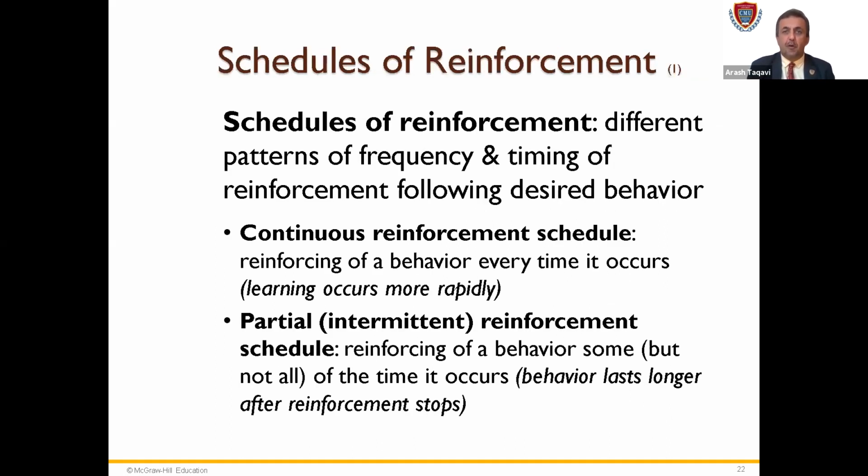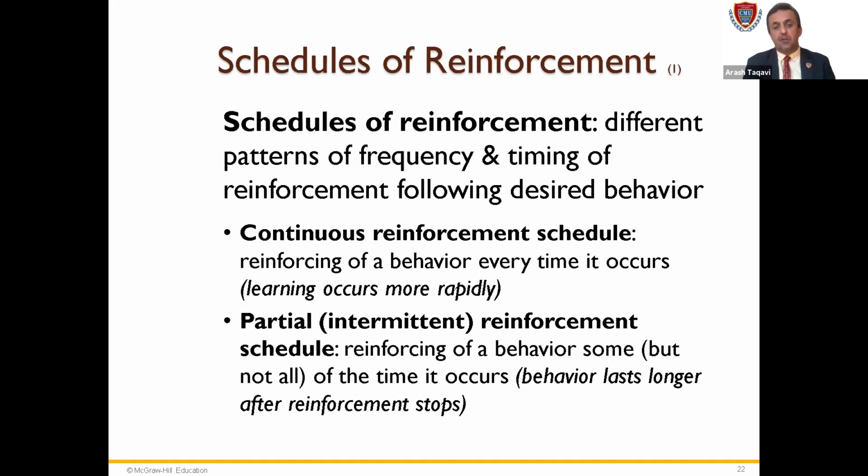We can create some schedules for reinforcement based on the rate of repetition and time interval. A schedule is different patterns of frequency and timing of reinforcements following desired behavior. At first, it is CRS, the continuous reinforcement schedule. It means reinforcing a behavior every time it occurs, and learning occurs more rapidly. In the continuous reinforcement schedule, after the good, desired behavior, just after that, you will receive your positive reinforcement. The consequence is that learning occurs more rapidly.